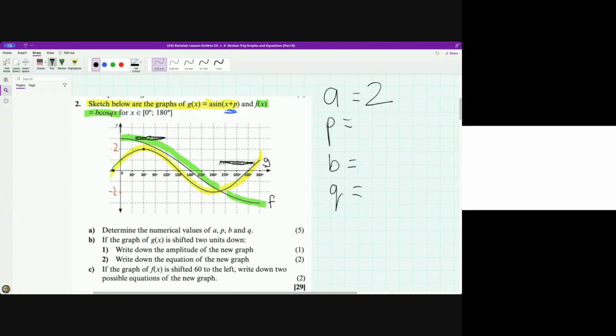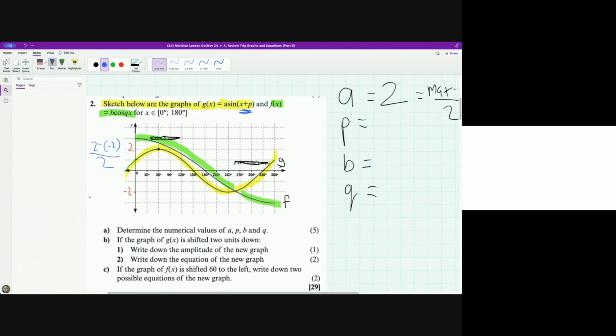So the trick is to do this. It's to say, look, take the max value minus the min value and divide by 2. And then you will have the correct number for A. You just need to make sure that it's not a minus. Like sometimes if the shape says it's a minus, the number could be a minus. But here I went 2 minus -2 divided by 2, which is 4/2, which is 2.